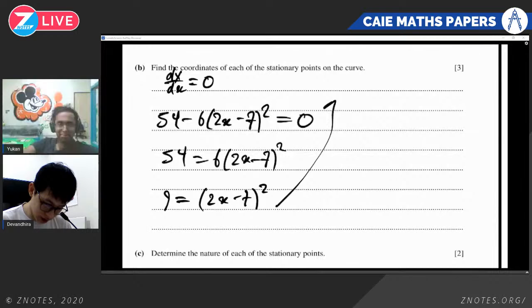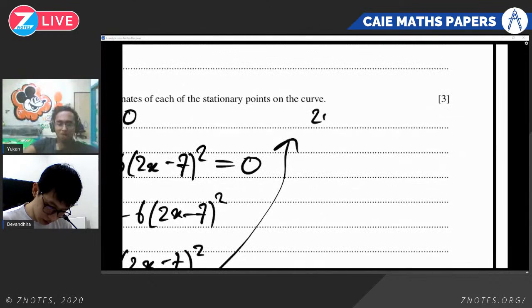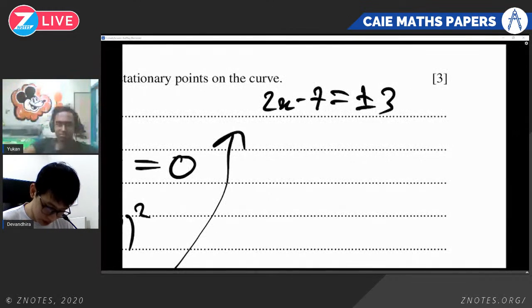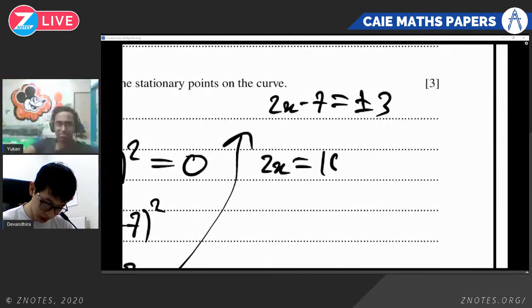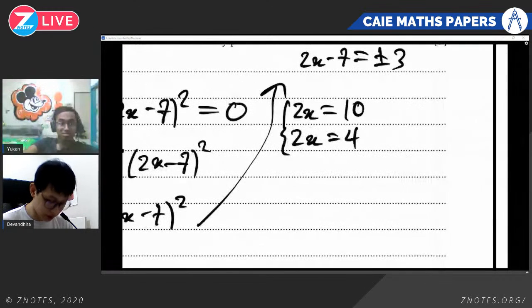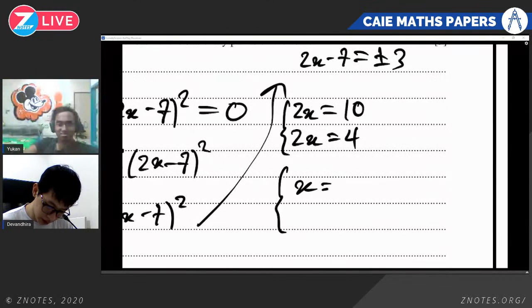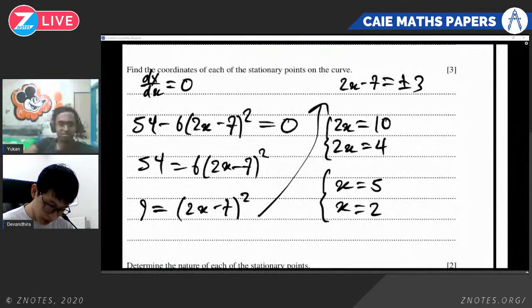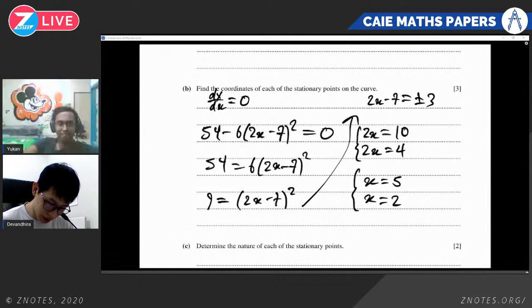We just have to square root both sides then. We have 2x minus 7 equals plus or minus 3. Don't forget about plus or minus when you square root it. So we have 2 possibilities. Either 7 plus 3, which is 10, or 7 minus 3, that is 4. Just have to divide both sides then. We have x is equal to 5 or x is equal to 2. But we're not done yet. I feel like I'm writing too large.